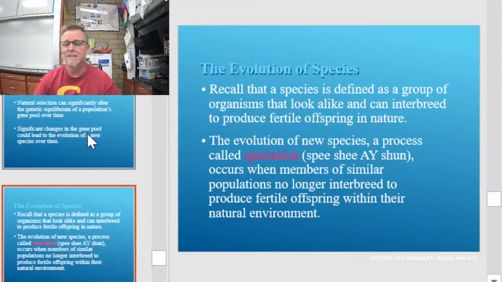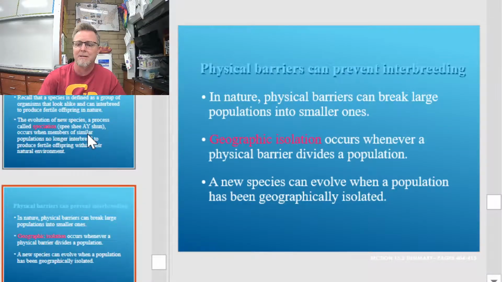So a species is defined as a group of organisms that looks alike, can interbreed, and produce fertile offspring. When you make a new species, we call that speciation. Couple different ways this can happen. First one's called geographic isolation. In geographic isolation, a physical barrier separates a population or basically divides it into two groups.